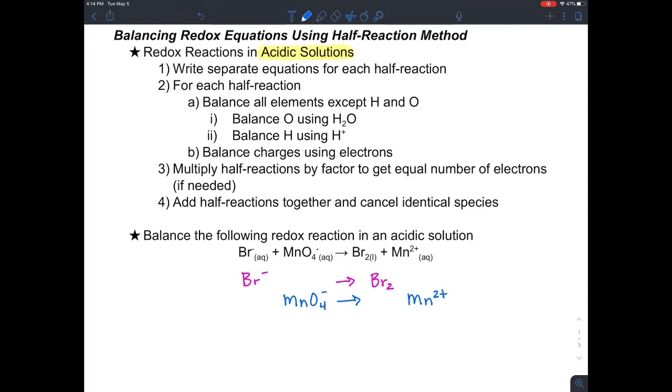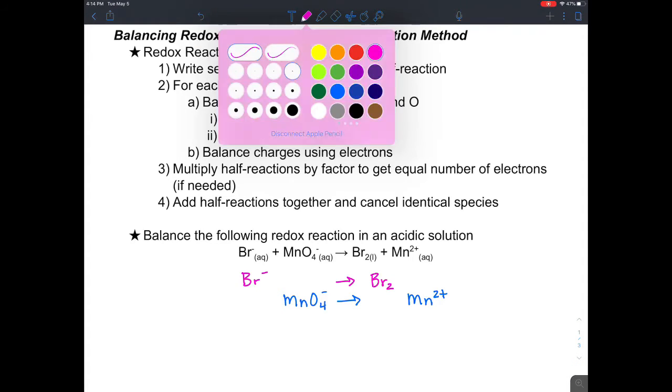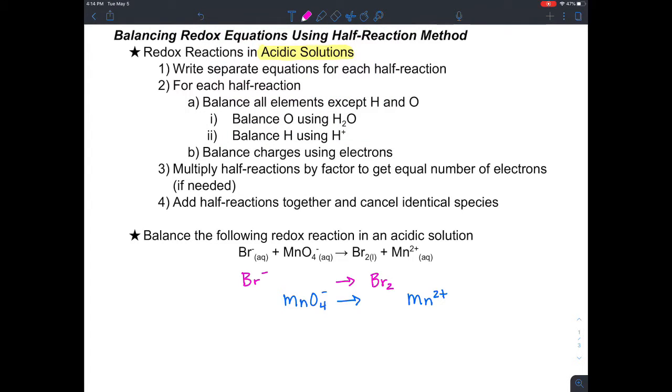Okay, so first thing we're going to do is balance all of our elements outside of hydrogen and oxygen first. The manganese is in the same amount on both sides, which is perfect. But I see that our bromine is not, and we have Br2, so we have to put a 2 in front of the bromide ion in order to balance those. Okay, now we're good on those.